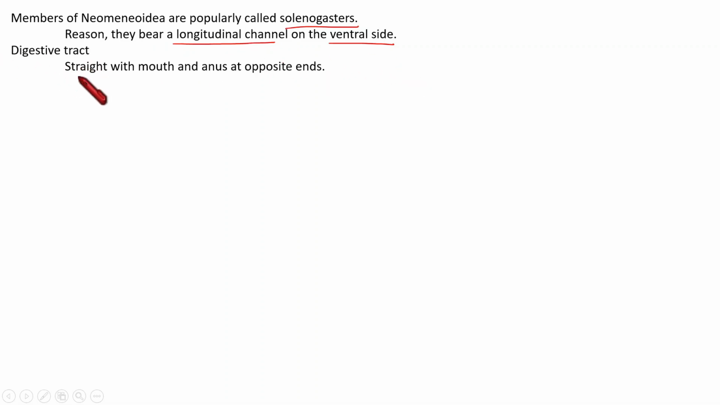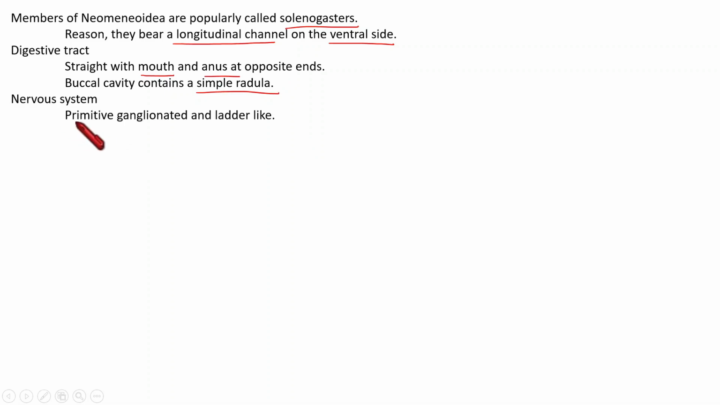Then regarding the digestive tract, as it is a worm, in the general characters section we learned that the digestive system is U-shaped, but here, as the organism is a worm, it is straight. The digestive tract is straight with the mouth at one end and the anus at the opposite end. The buccal cavity contains a simple radula, a rasping organ.